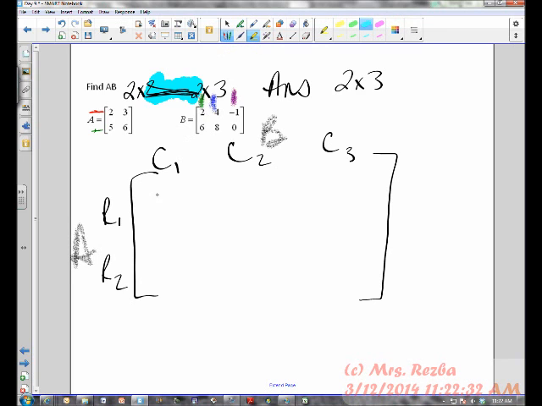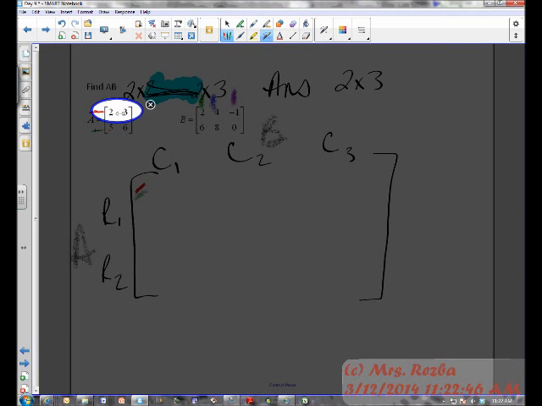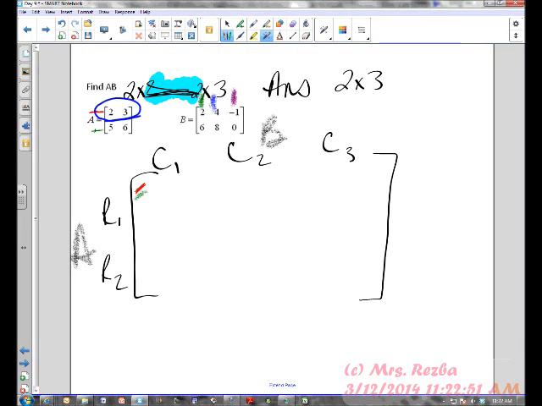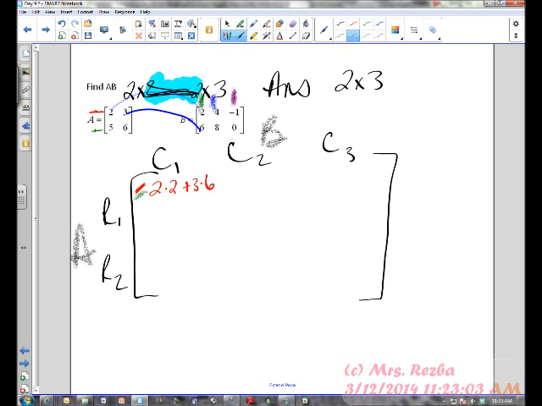So now, if I'm going in this spot, I want row 1 from A, so that's going to be my red marker, times column 1 from B, that's going to be my green crayon. So again, think of it. I'm going to take this row 2, 3 from A, and he's going to go visit and fall on top of column 1 in B. So I need to visualize the 2 going to the 2 and the 3 going to the 6. So I'm going to have 2 times 2 plus 3 times 6. 18 and 4 is 22.